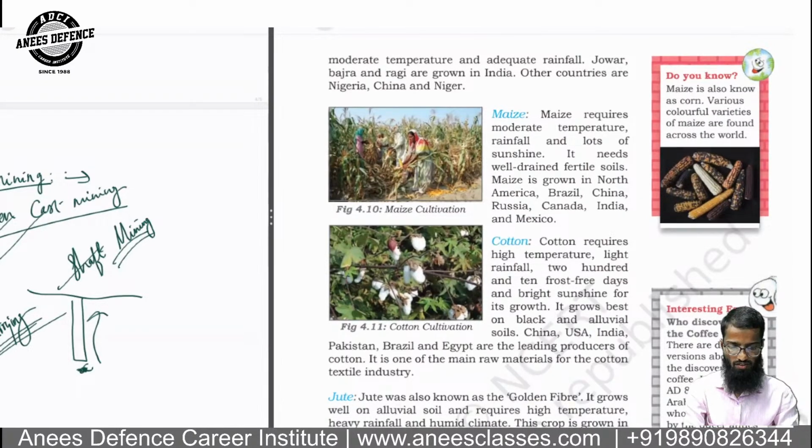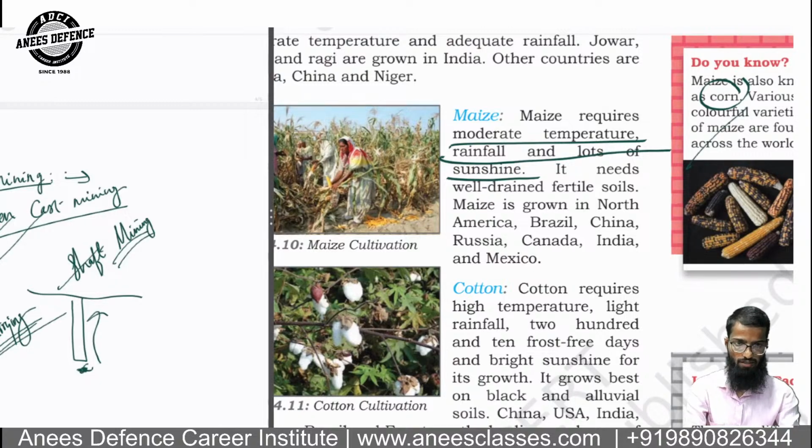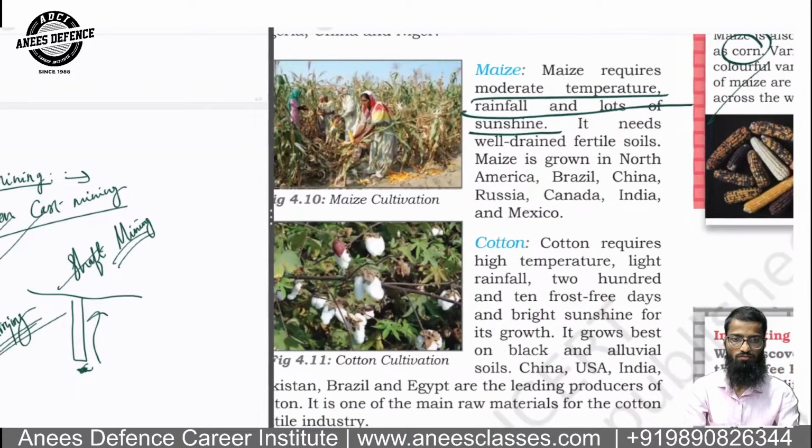So maize. Maize requires moderate temperature, moderate rainfall, and a lot of sunshine. Actually, it needs well-drained fertile soils. Maize is known as corn. Various colorful varieties of the maize are found across the world. So the popcorn you eat is made from this maize. It is also called corn.